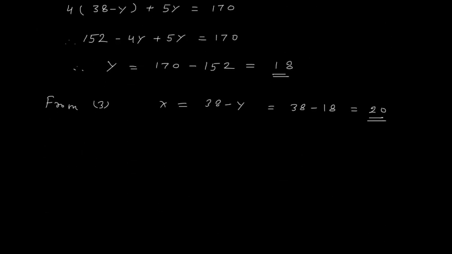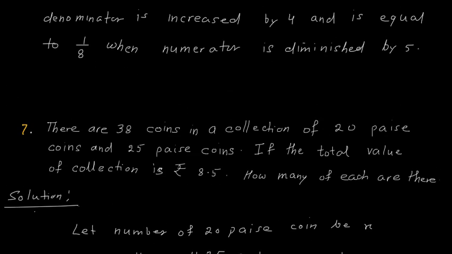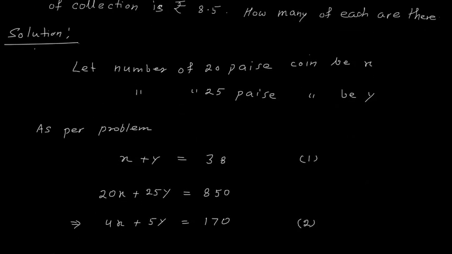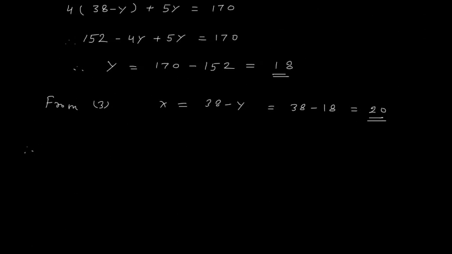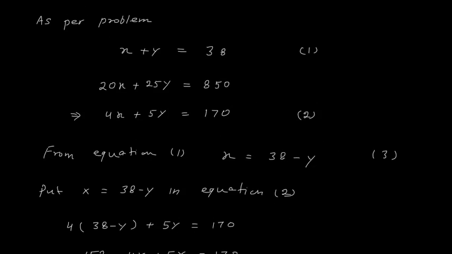So therefore I will say that the question is there are 38 coins. Okay, so how many of each are there? So the number of 20 paise coins is x, which is 20. So therefore the number of 20 paise coins is 20, and the number of 25 paise coins is 18. Right?